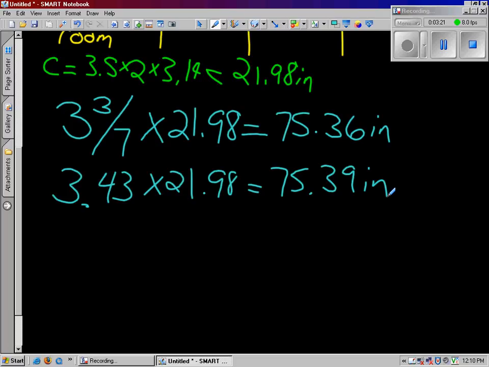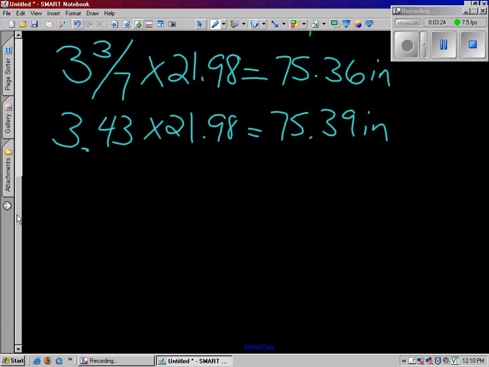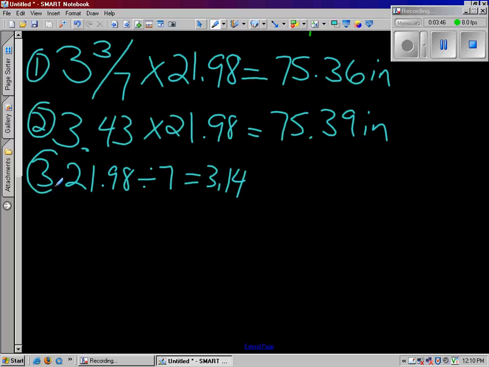Alright, and the third way to do this, I'm going to take first my circumference, 21.98, and divide it by the number of pieces. So each piece is 3.14 inches long. And then I know I have 3 of those, so I'm going to take 3.14 times 3. This is going to give me 9.42.